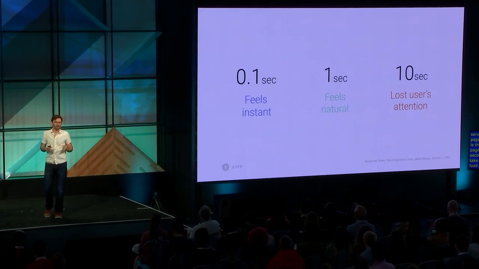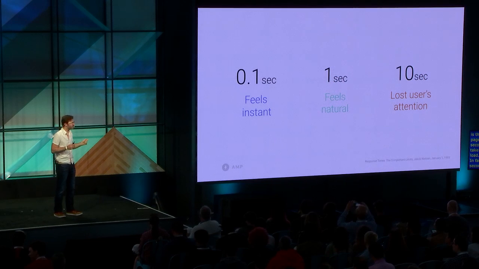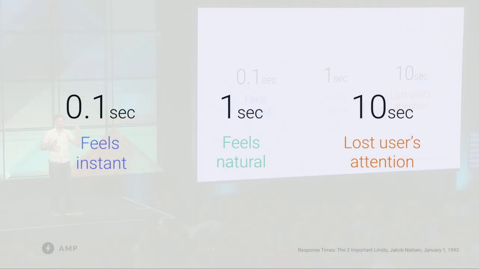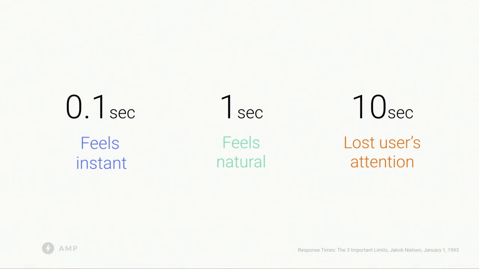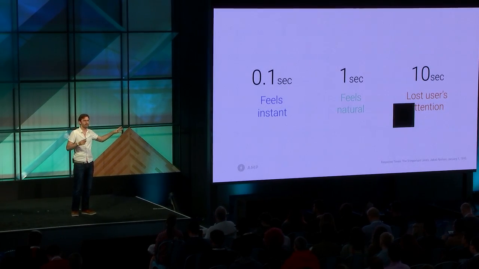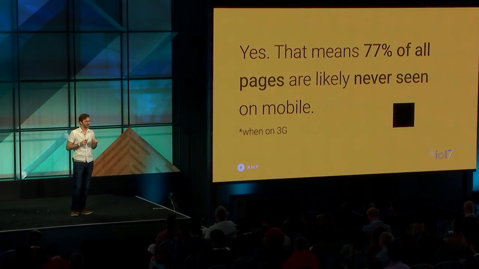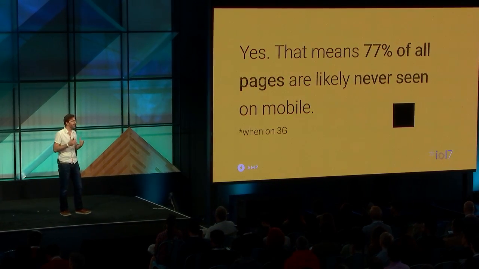In fact, if you look at that 10-second number in particular, it's really important, because at 100 milliseconds, an interaction, for instance, clicking on a button feels instant. 1 second, it still feels natural. You still have your context model. But then at 10 seconds, you lost the user's attention. And yes, that has been measured multiple times before. The fact that after 10 seconds, if you load a mobile page, almost all users drop off. Now, if you've been listening to the previous stat, yes, that means 77% of all pages are likely never seen on mobile.